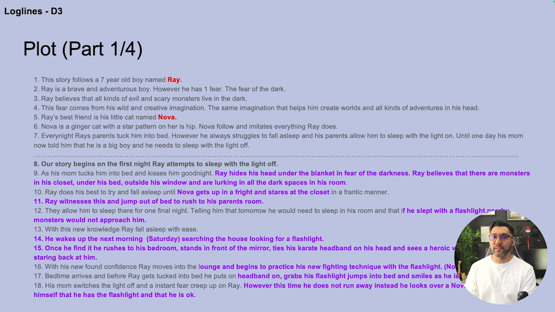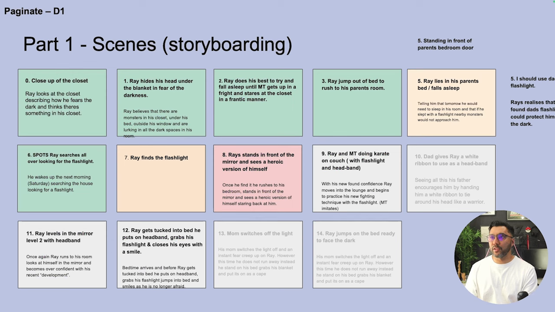I wrote my first draft of the story completely like that, and then I take these log lines and put them on these squares which represent pages, and the log lines will be at the bottom just to give me an idea of what the scene is about, and then on top in bold I would just put the description of what I want the scene to look like. So for example, you can see a close-up of the closet.